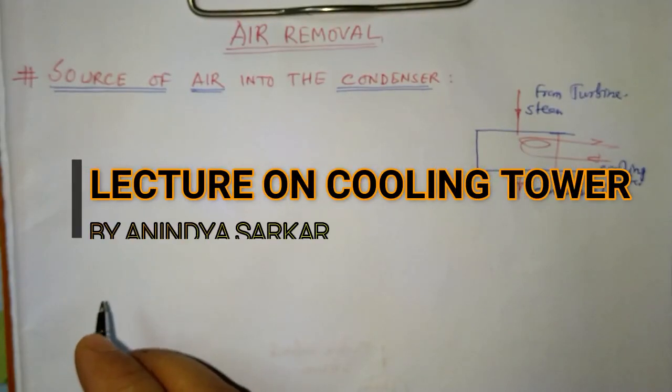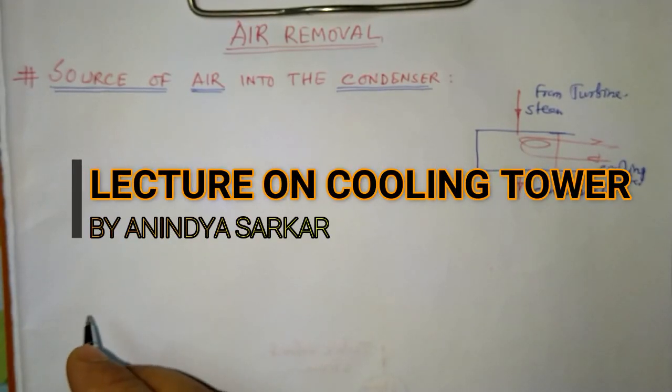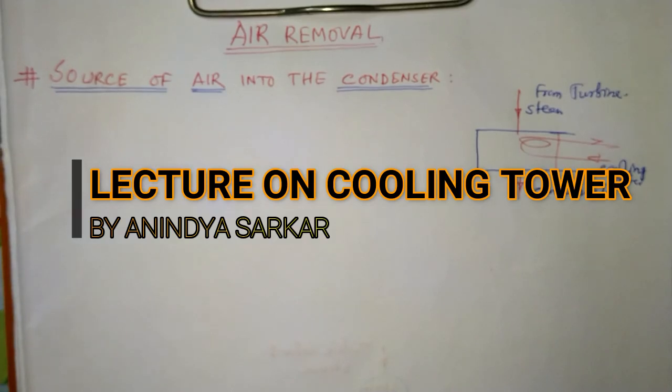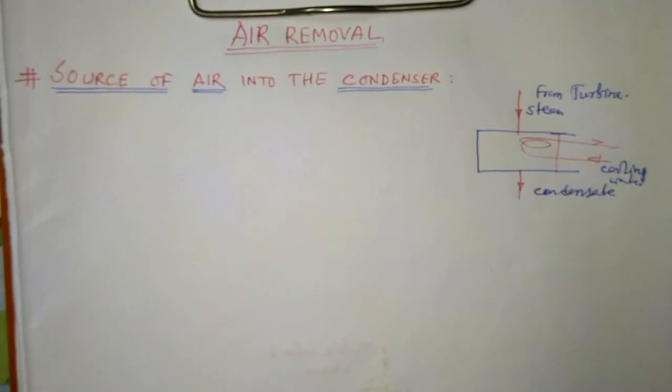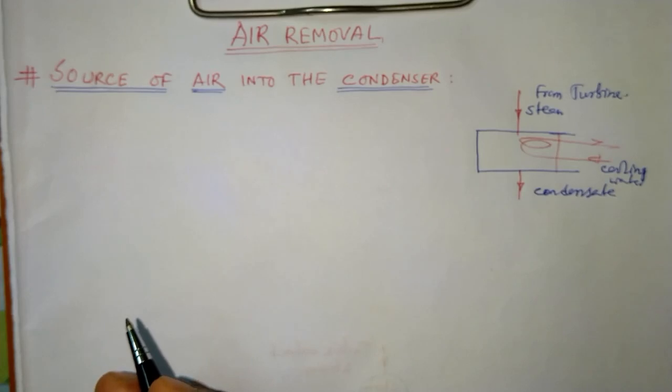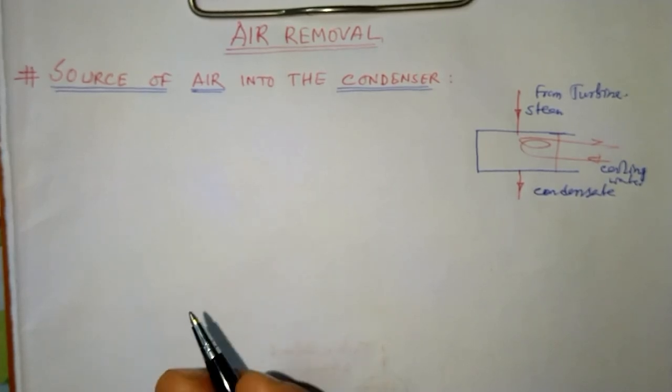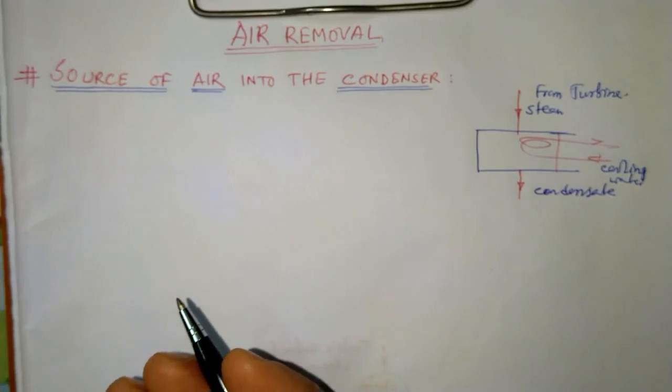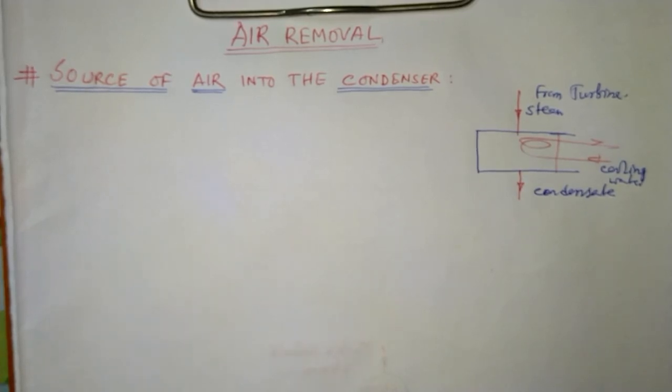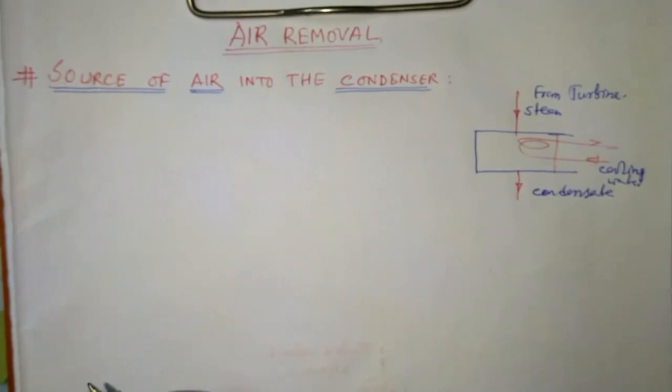Hi students. So last class we solved a problem related to condenser. There we used many times the mass of air, and due to that air our ideal pressure is different from the actual vacuum or actual pressure. So today we will see how that air comes into the condenser.